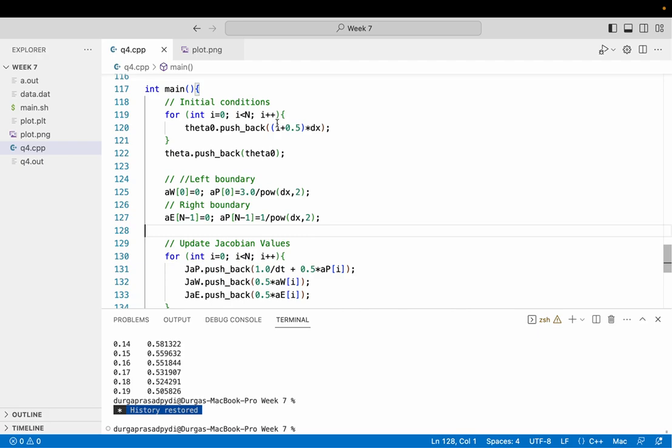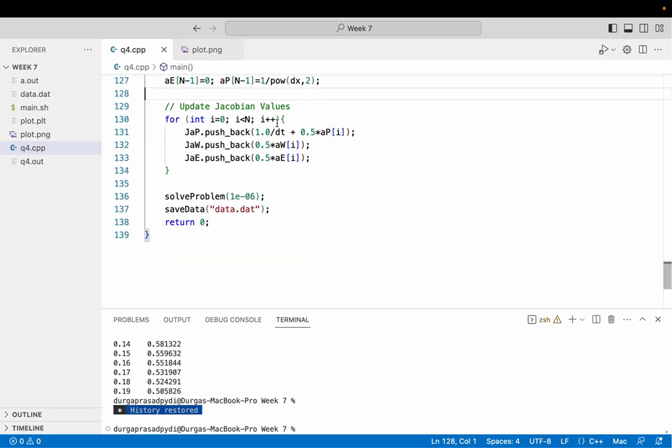I think this is clear. Are there any questions in the implementation? No, it's fine. Yeah, thank you.